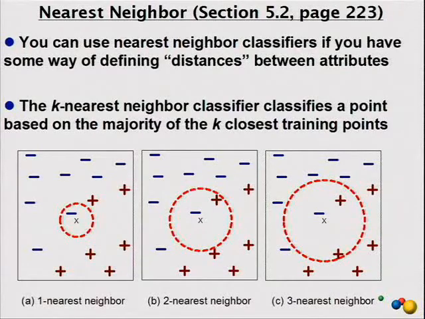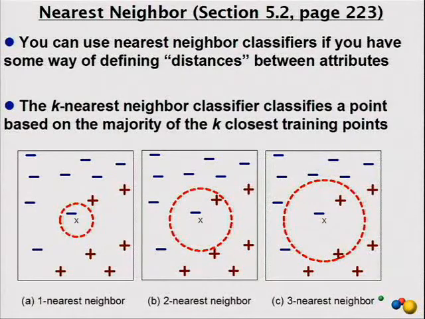Actually, section 2.4 in the text has a very long discussion of how to measure distances between attributes. The example we're going to look at is the SONAR data set, where all 60 of the attributes are numeric, and we can just use Euclidean distance. But in general, a lot of effort goes into how to define distances. Once you have a notion of distance, you can use nearest neighbor classifiers.